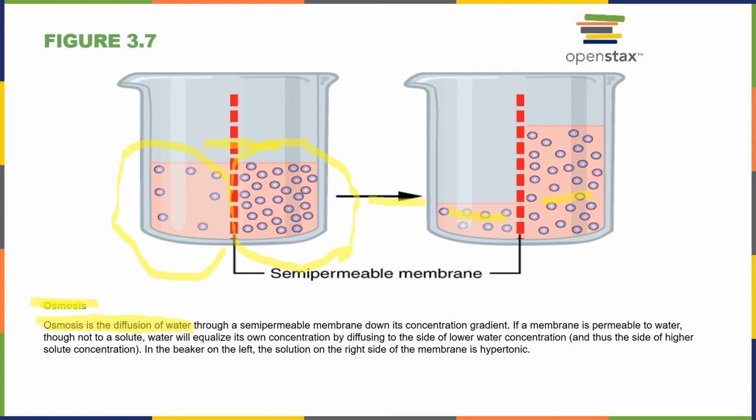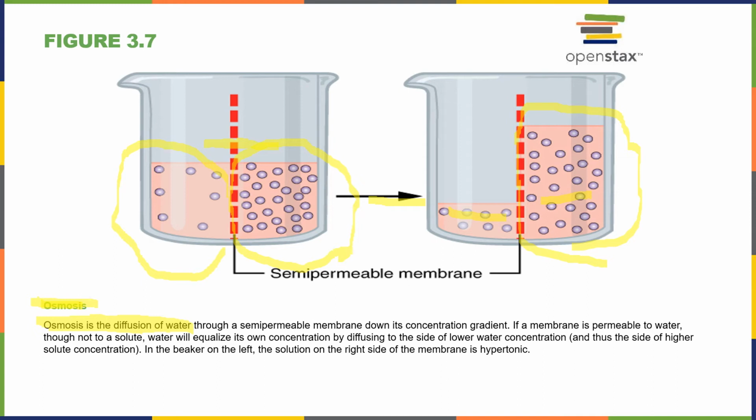Now remember, when you're looking at this solution, the solute is the thing that's dissolved in the water. The solvent, in this case, is water. The solvent is what the solute is dissolved in. So if we think about other solvents, paint thinner would dissolve paint. Nail polish remover is a solvent that would dissolve the nail polish, right?